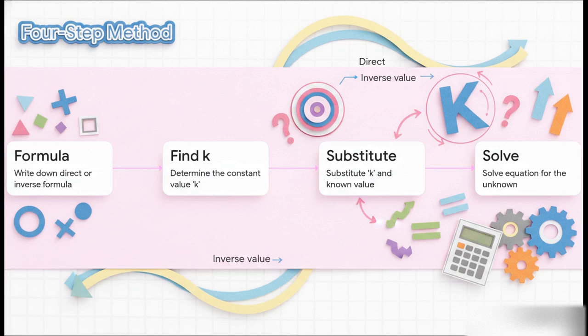Second, use the complete set of data they gave you to find your k value. Third, substitute that k and your other known value into a new equation. And finally, step 4, simply solve for the unknown. It is a beautifully logical process.